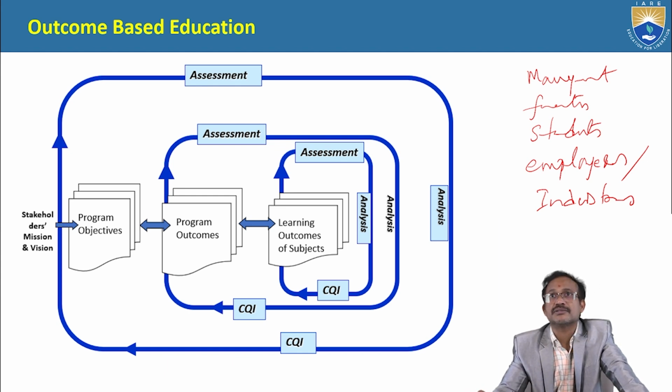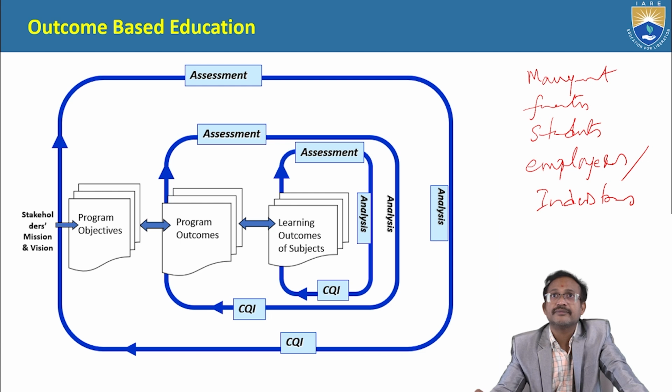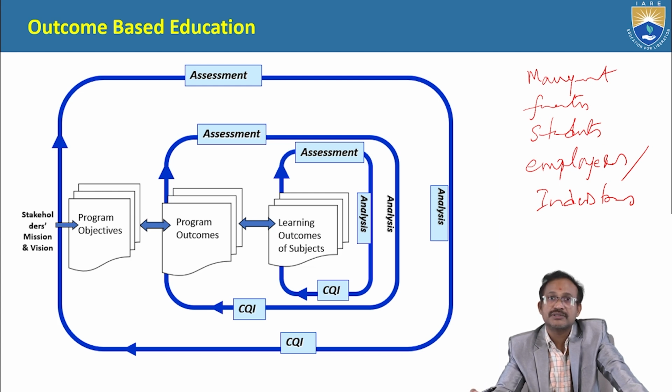Program outcomes. We already discussed that the program outcomes are 12. Each program will have the same 12 common program outcomes, and some program specific outcomes. These are different for different programs.